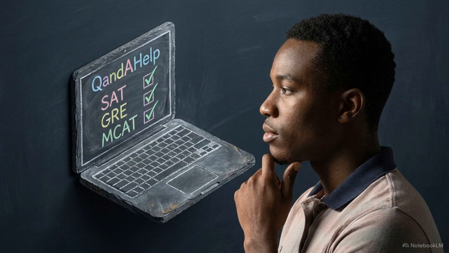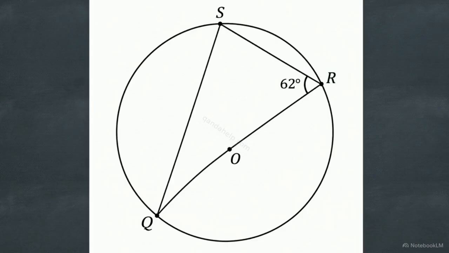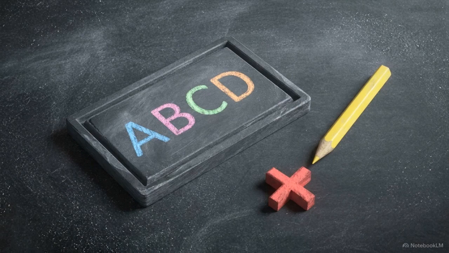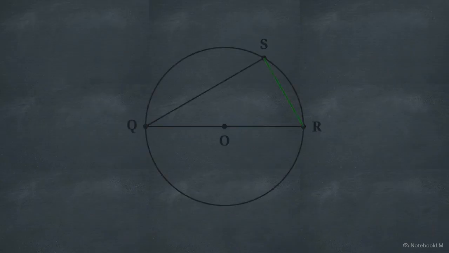Let's start with what we know. The diagram shows points Q, R, and S on a circle with center O. The problem specifically identifies angle QRS as being 62 degrees. We are looking for angle SQR. That's the angle located right here at point Q. Solving this is about more than just picking a number from the options. We need to look for the specific geometric properties that link these lines together.